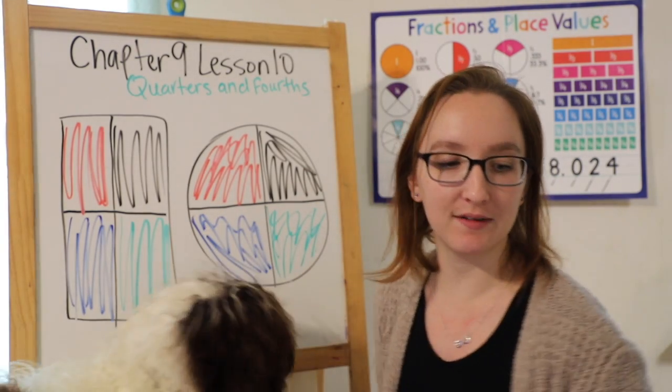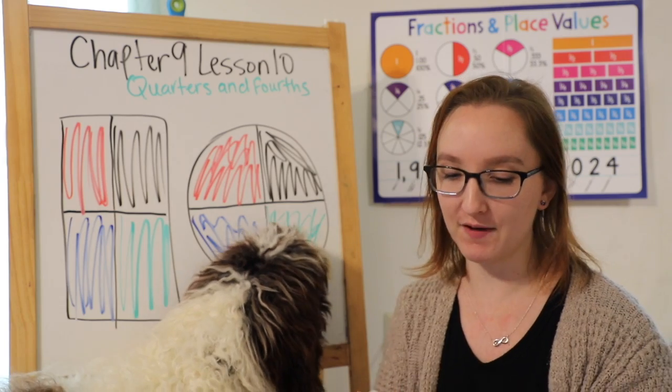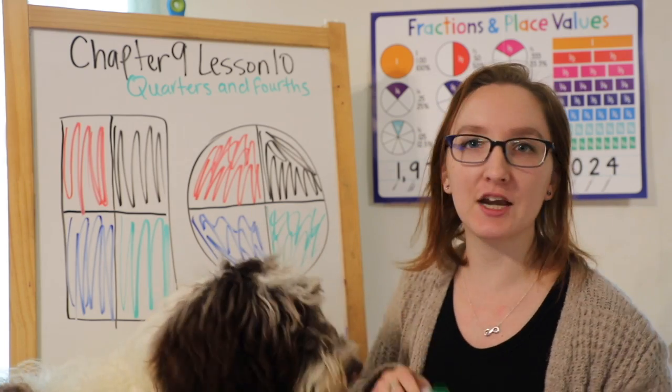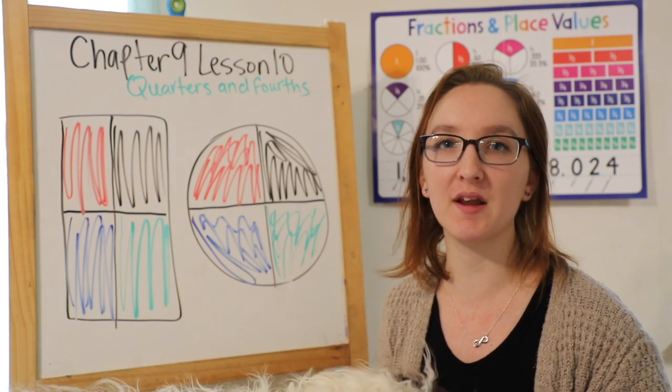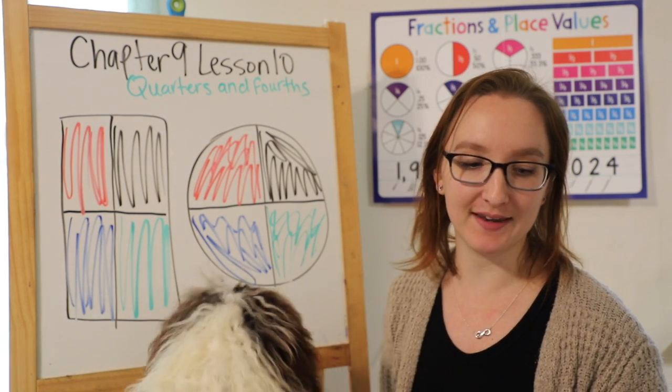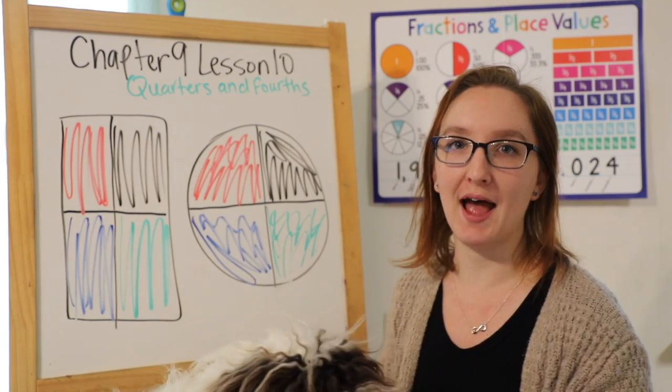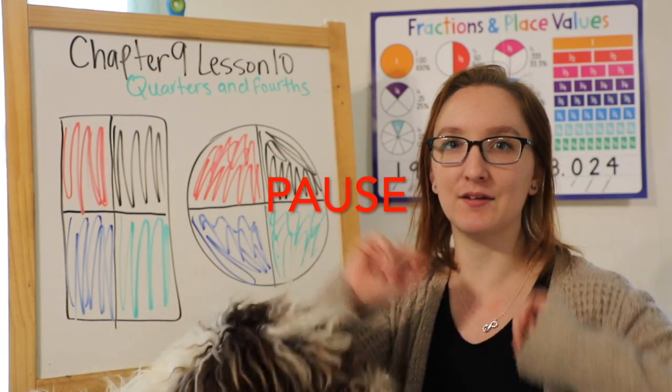So you are going to do the same thing. Go ahead and finish up coloring in your rectangle and your circle after you've divided it into fourths, and I will meet you on the next page. So go ahead and pause so you can finish.